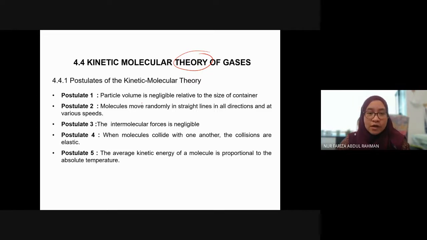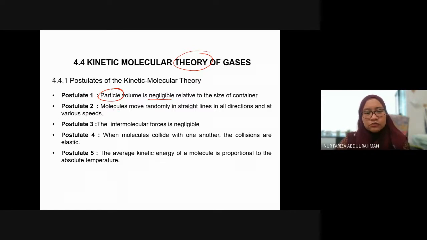We ignore the particle volume because they are too far apart from one another. Okay, so kita ignore the volume, the particle volume, and we just consider the size of the container as the volume of the gas. Kita assume dia negligible, boleh diabaikan, it's not significant. Dia bukan tak ada, dia ada, it's just that we neglect the value.